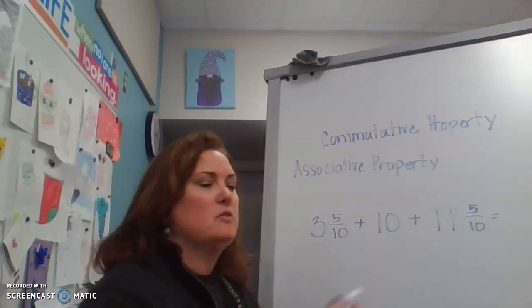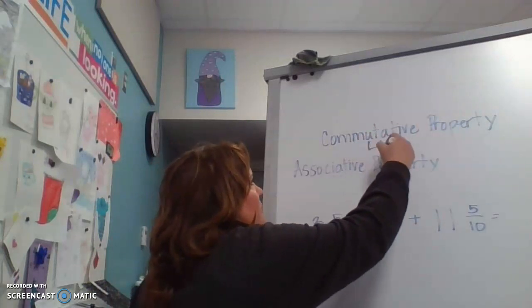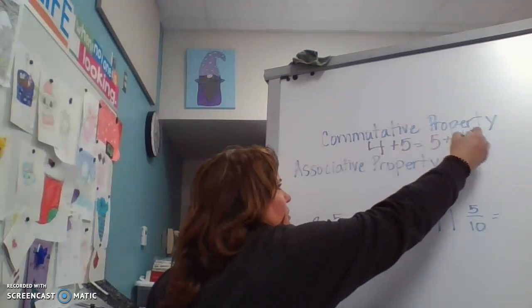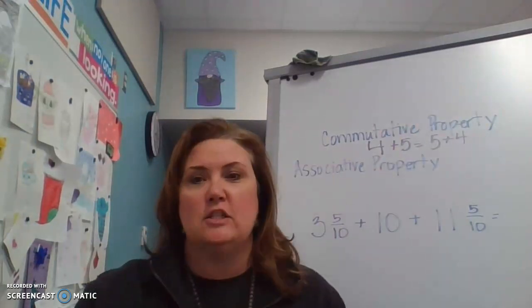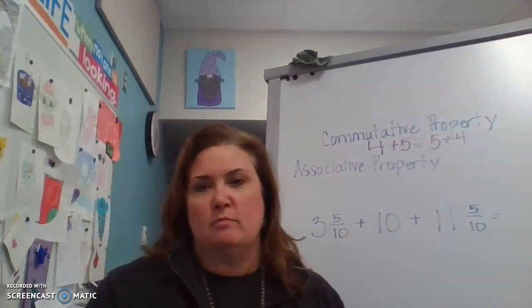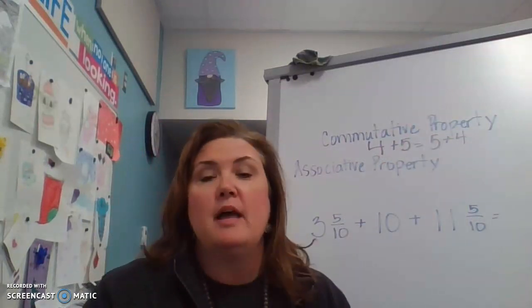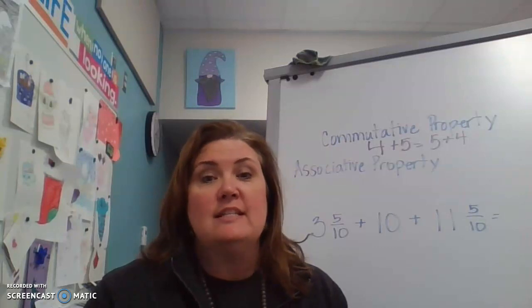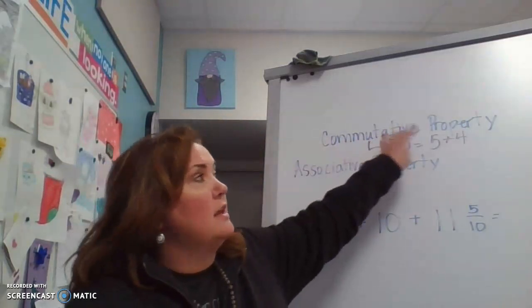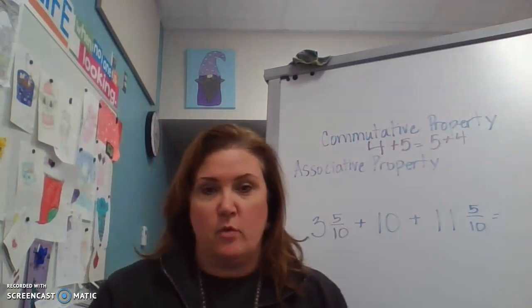Have you ever thought about those examples where you had a problem and you could do the numbers in reverse and still get the same answer? 4 plus 5 equals 5 plus 4. It even applies to multiplication. 7 times 5 is the same as 5 times 7. The commutative property lets us go back and forth.